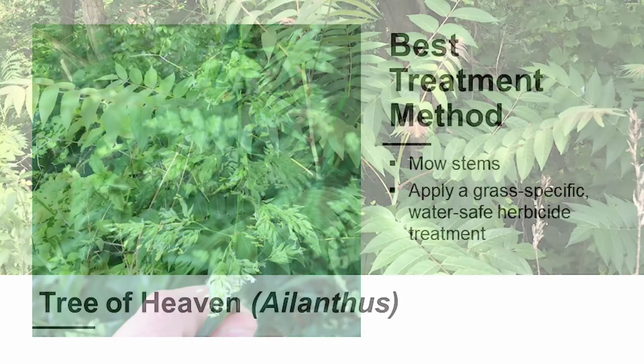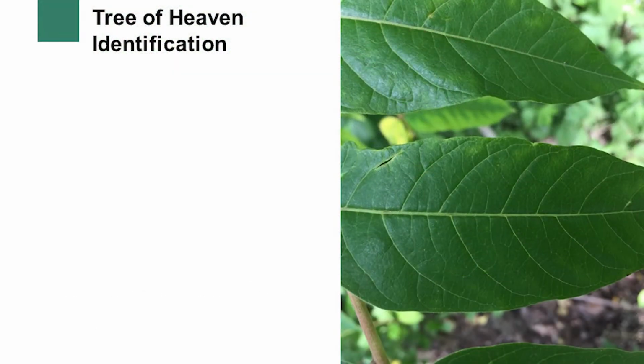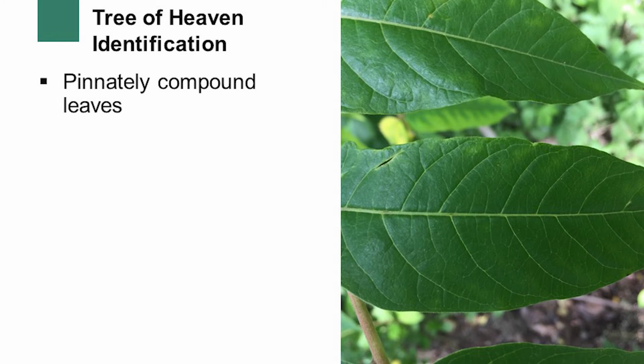Tree of heaven is a fast-growing invasive tree species that can spread by vegetative sprouting. When cut down, roots left behind in the ground re-sprout, often making a clump of new trees and making the species difficult to control. Tree of heaven can be identified by its pinnately compound leaves.